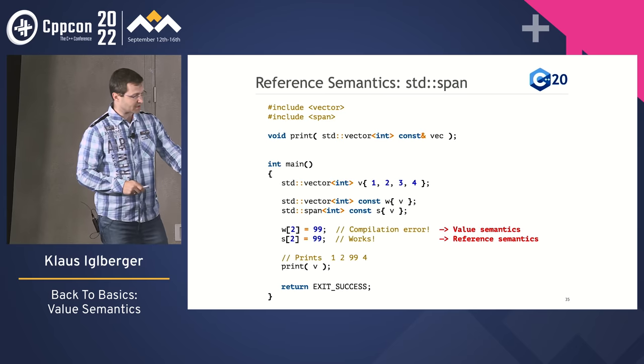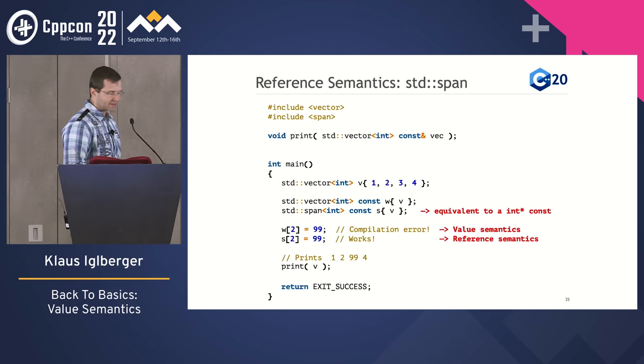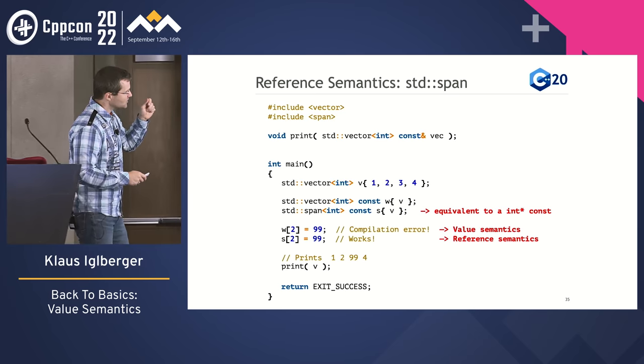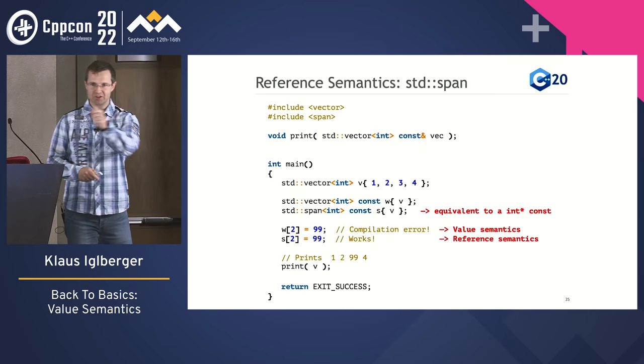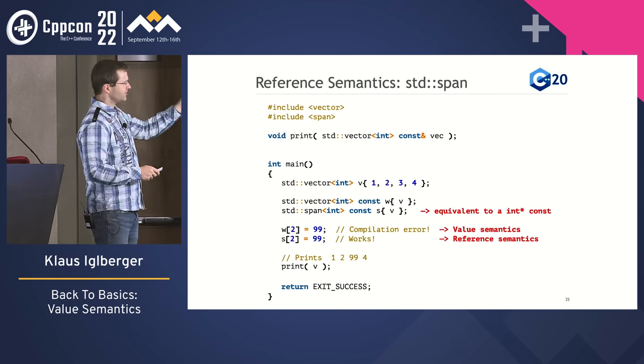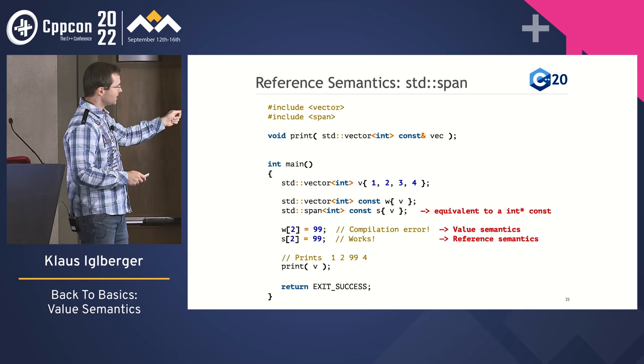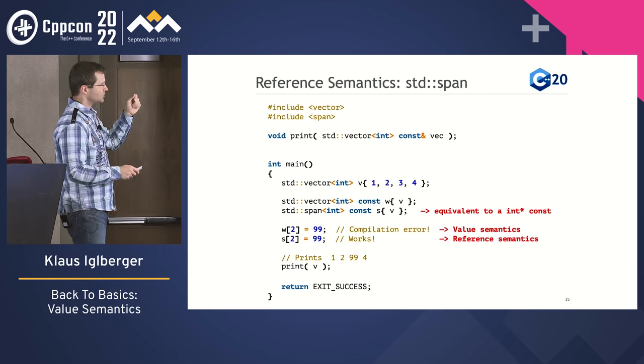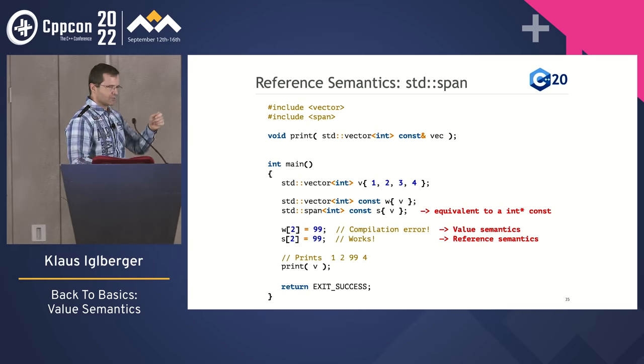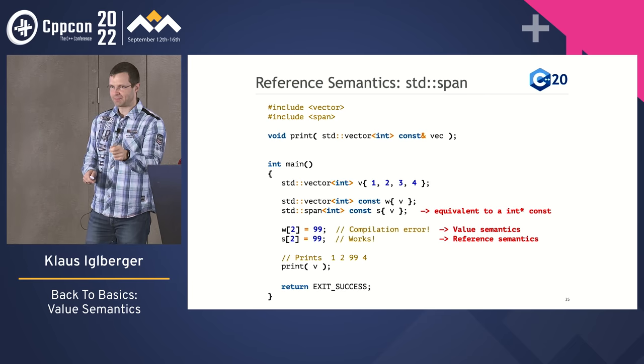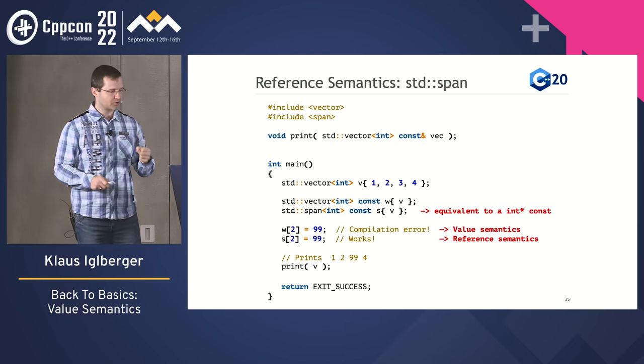It is const, but unfortunately, conceptually, this is equivalent to a constant pointer. So note the const on the very right. The pointer is const, not the int. I cannot change the span, but I can change the values it refers to. That's perhaps not what you actually want to say. So semantically, it's actually a little harder to understand.